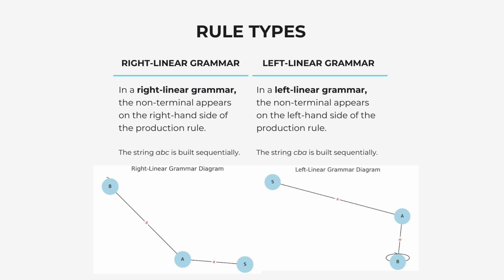While in the left linear grammar, the non-terminal appears on the left-hand side of the production rule. Rules are of the form A to Ba or A to a, where A and B are non-terminals and a is a terminal. The non-terminal B is always to the left of the terminal a. Strings are built from right to left. It can describe the same languages as right linear grammars, but they are less common because they correspond to non-deterministic finite automata.